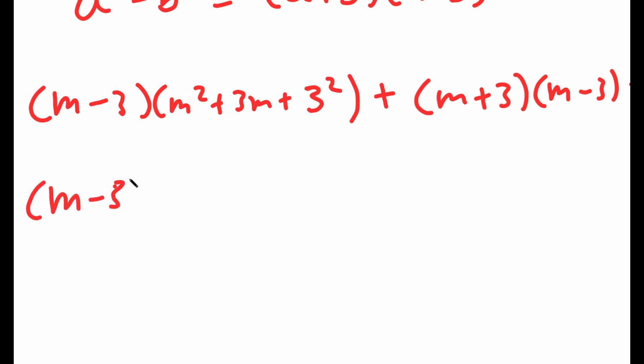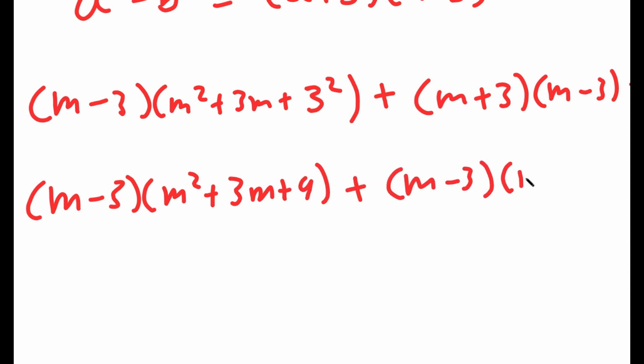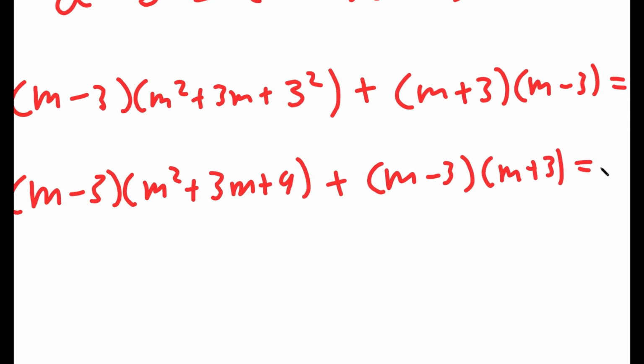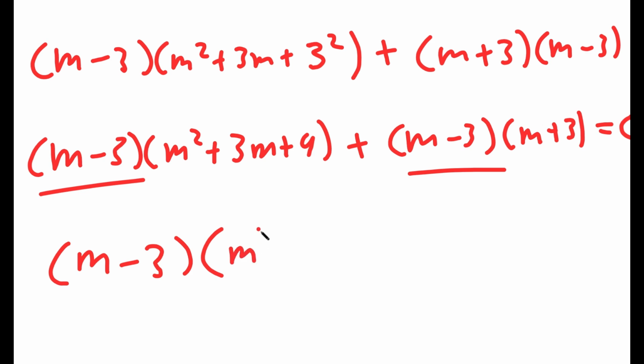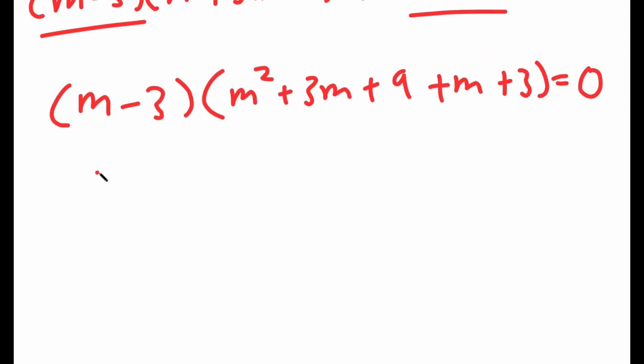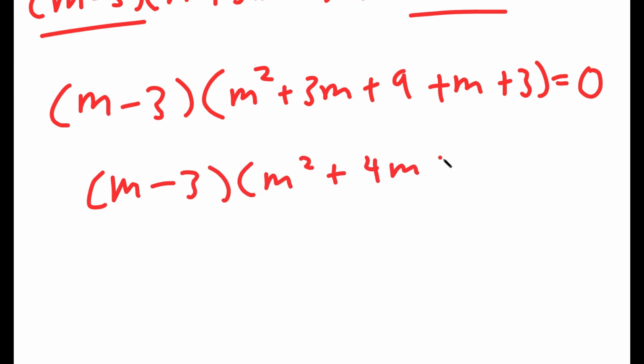So now this is equal to m minus 3 times m squared plus 3m plus 9 plus m minus 3 times m plus 3 is equal to 0. Now notice how we have m minus 3 in this term and m minus 3 in this term, meaning I can factor out m minus 3. So now I get m minus 3 times m squared plus 3m plus 9 plus m plus 3. And this is equal to m squared plus 4m plus 12.